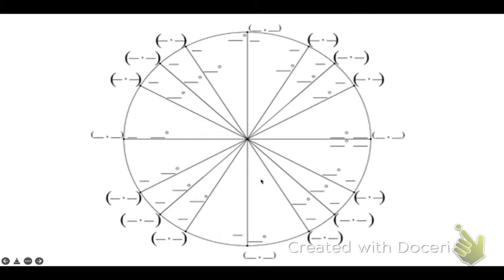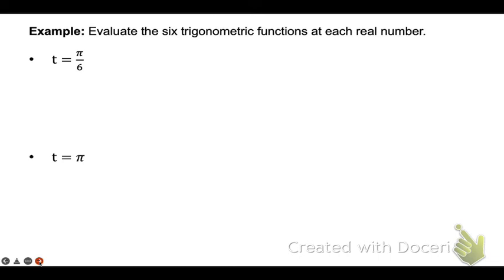Because 30 goes into 180 how many times? 6. If it has a reference angle of 45, the denominator is going to be what? 4. Because 4 goes into 180 how many times? 4. Or 45 goes into 180. If the reference angle is 60, the denominator is going to be what? 3. Because 60 goes into 180 3 times.